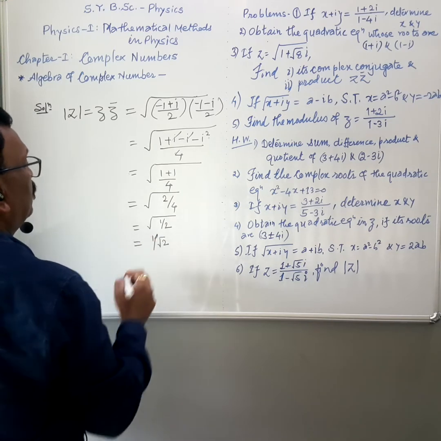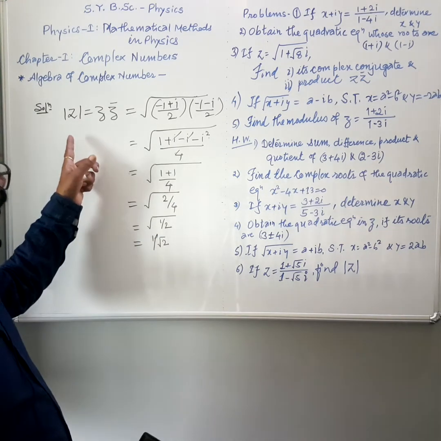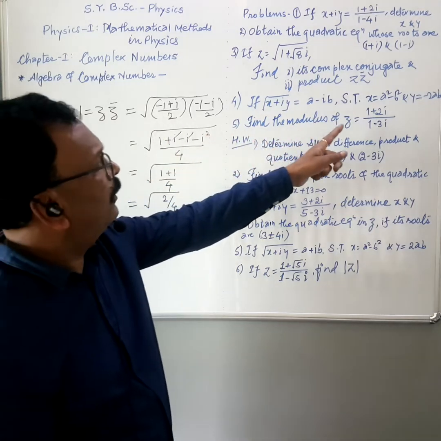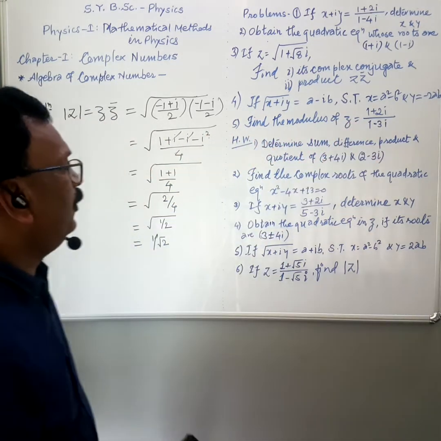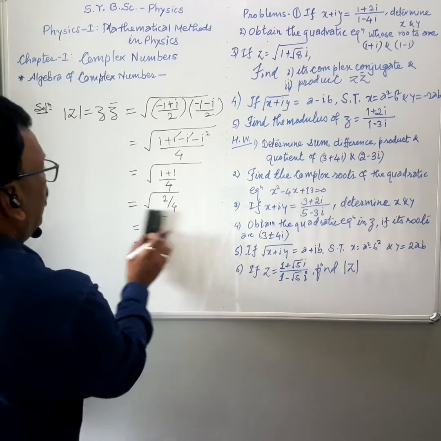This is the modulus of z, where z is equal to (1 plus 2i) upon (1 minus 3i). Okay.